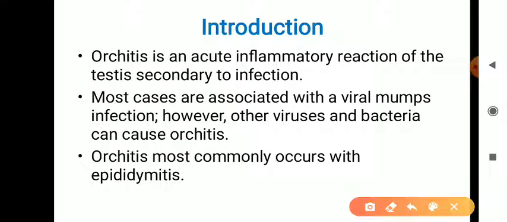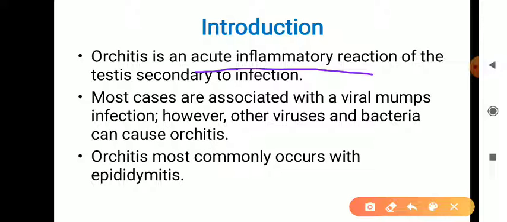Orchitis is an acute inflammatory reaction of the testis. It is an acute inflammatory reaction of the testis secondary to infection. Firstly, it causes infection in the testis and it leads to an acute inflammatory reaction, that is known as orchitis.